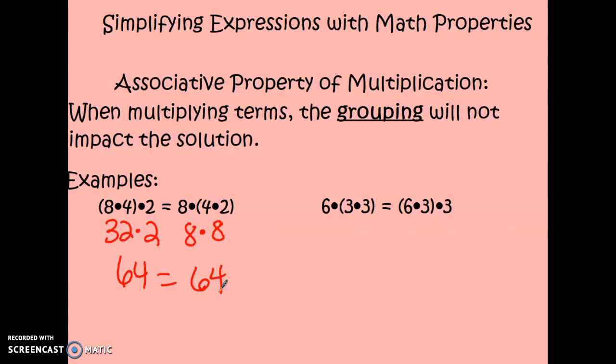All right, our second example, we've got 3 times 3, which is 9. 9 times 6 is 54. And then we have 6 times 3, which is 18. 18 times 3 is also 54. Okay, so this property is true.